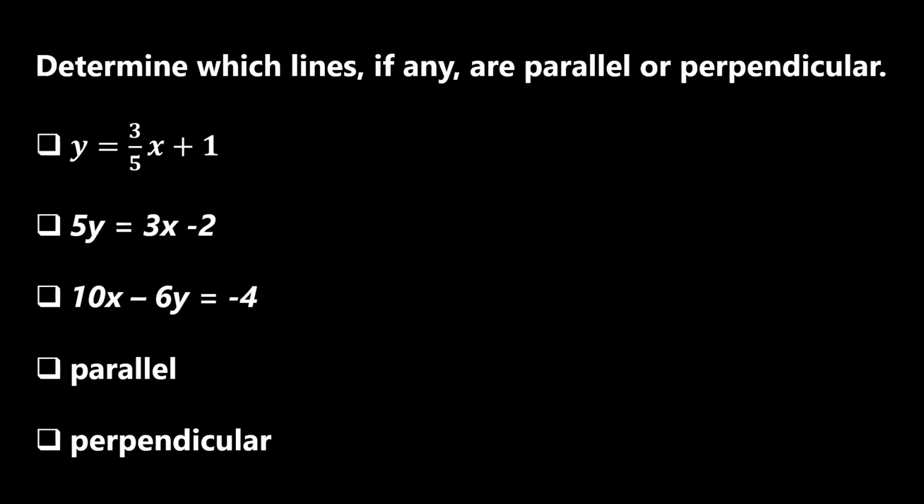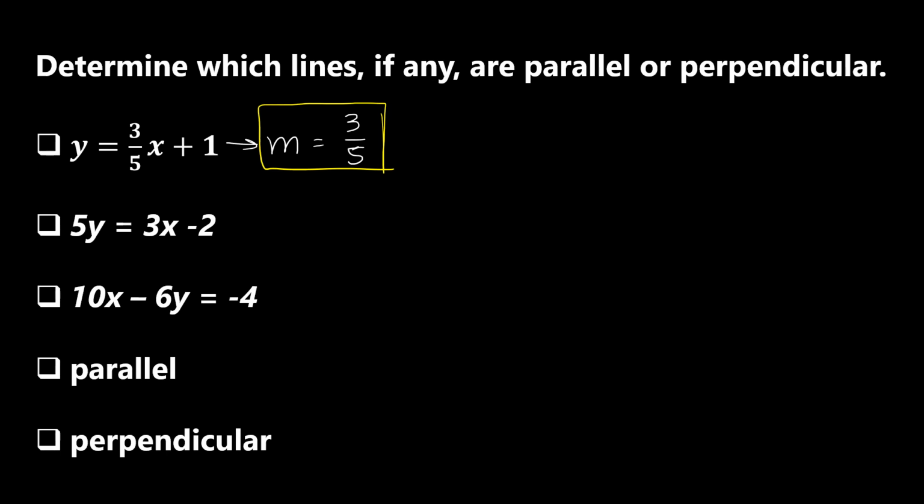All right, looking at the next question, once again, go ahead and try it on your own, pause the video, and then come back to see if you got it right. All right, welcome back, and the question says determine which lines, if any, are parallel or perpendicular. So we're looking at these three lines that are given and determining the slope of the lines, and then determining if one, two, or all three are in fact parallel or perpendicular. So with this first line, y equals 3/5 x plus 1, I see that it's already in slope-intercept form, so I can easily identify the slope as being 3/5. That was pretty straightforward and easy to do.